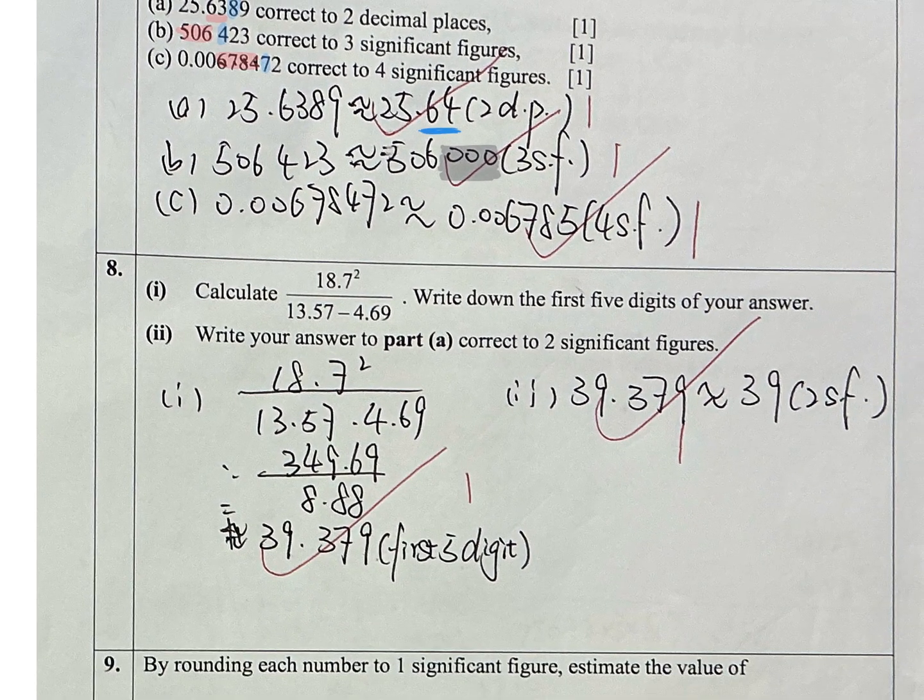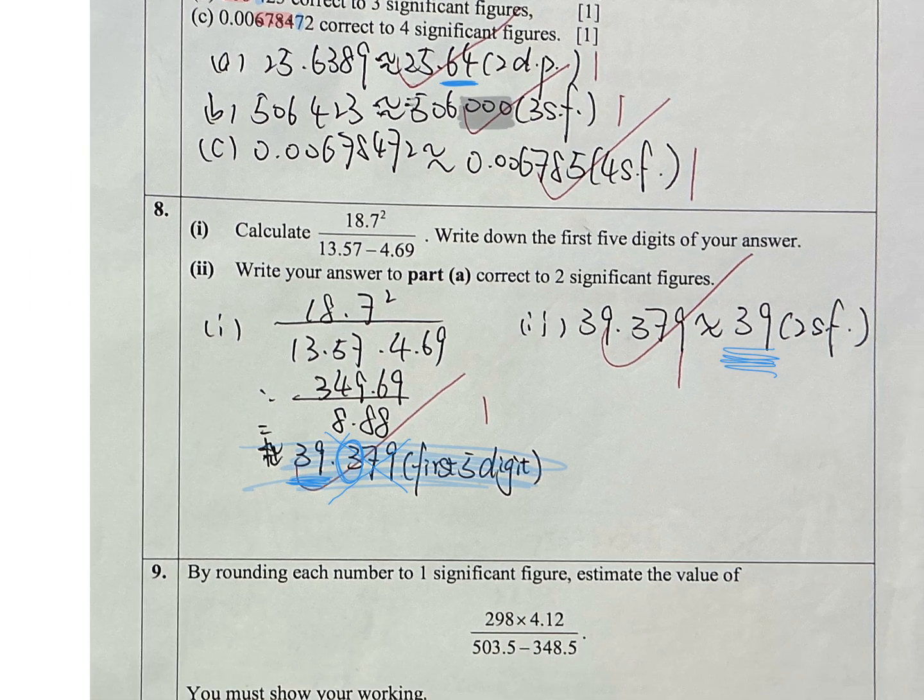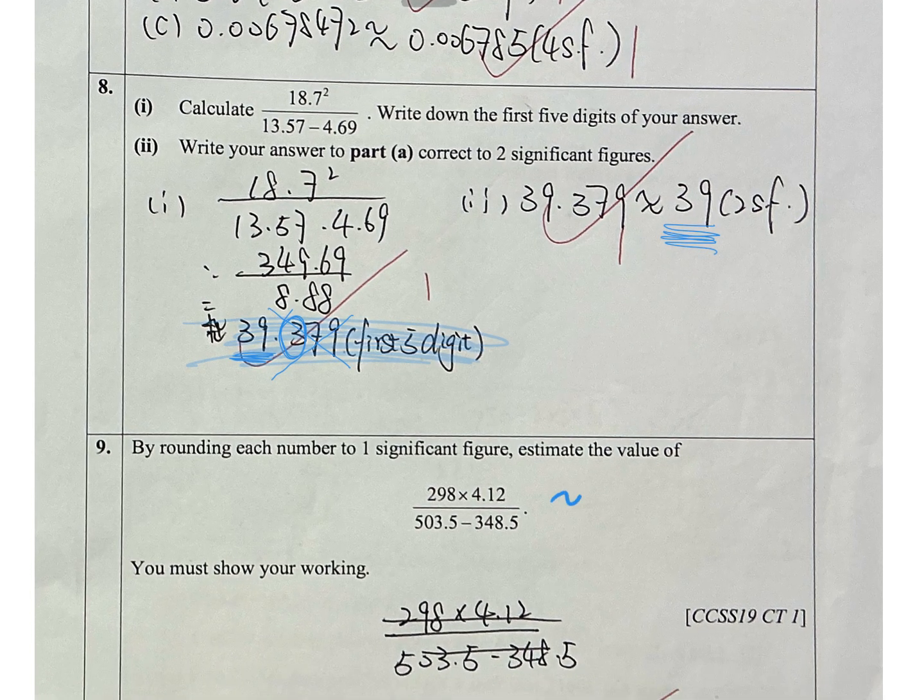Okay, this one, I asked you to use calculator. You all want to work so hard. Just press calculator. The first 5 number you see there, copy only. Okay? Then they say round off to 2SF. Look at the number here. Since it's less than 5, round down. Since all this number behind the decimal point, you drop it. So it's just 39. Okay, last one. Every number you want to round off to 1SF.